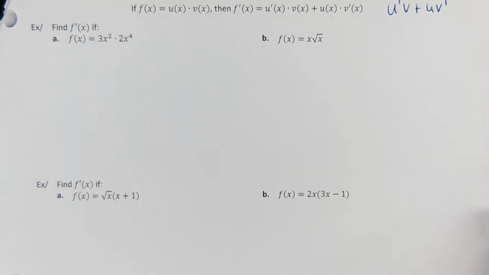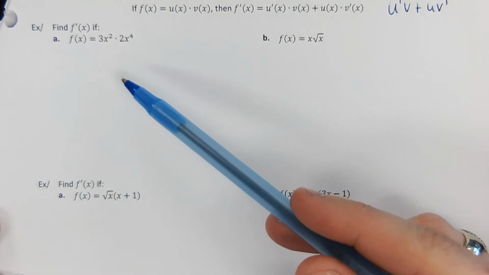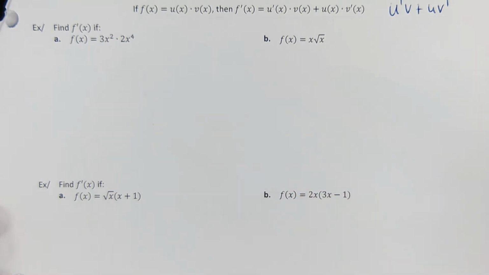Alrighty, so if I said that f of x was 3x squared times 2x to the 4th, would I use the product rule? Oh my gosh, no, I wouldn't. I would just combine that to say 6x to the 6th and say that the answer is 36x to the 5th. That's what I would do. But that's not what we're going to do. Instead, we're going to demonstrate that the product rule is true by following it and then getting 36x to the 5th. Okay.